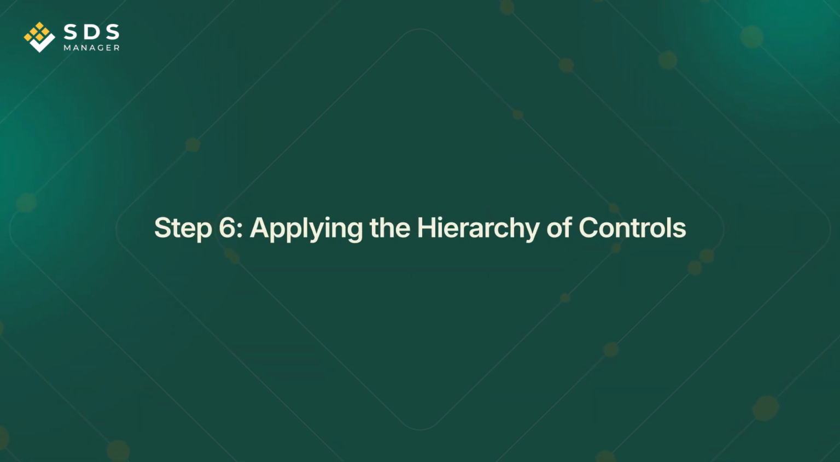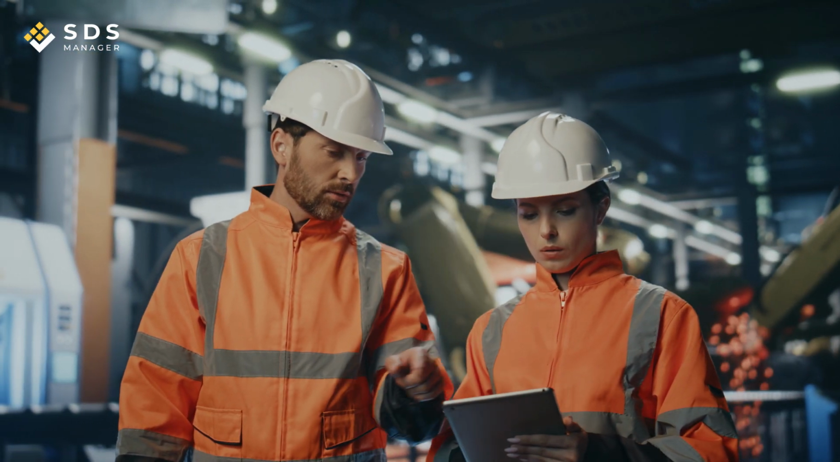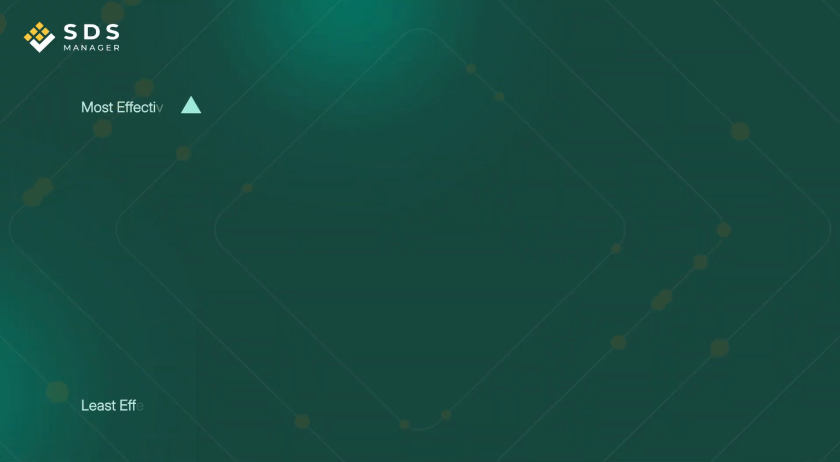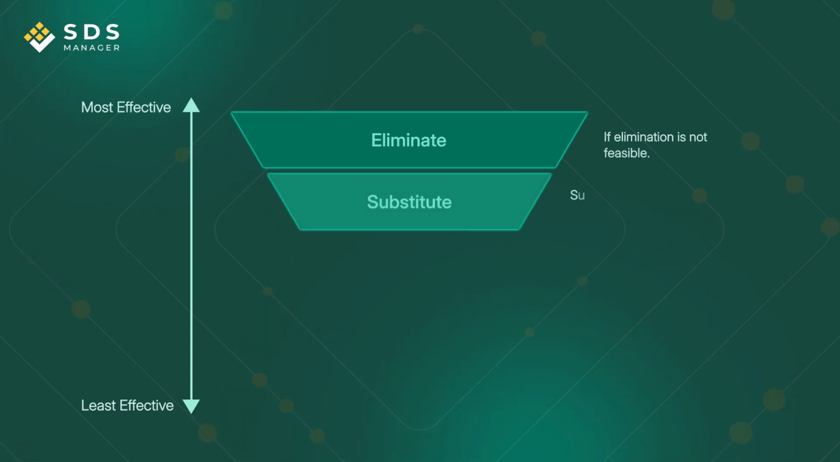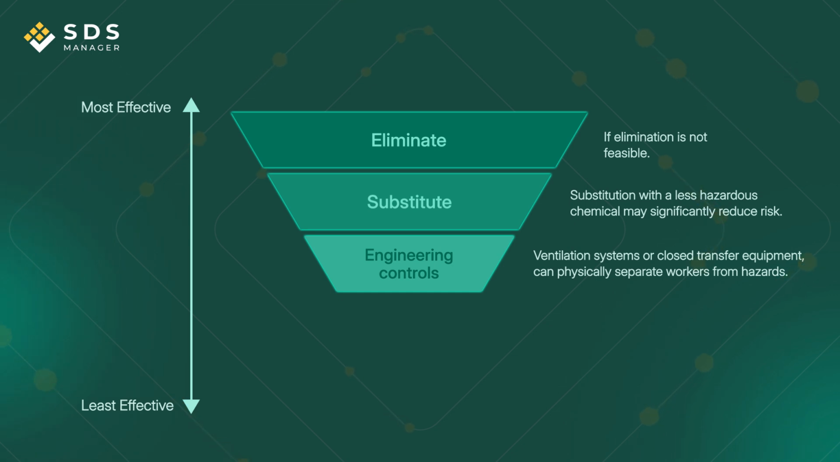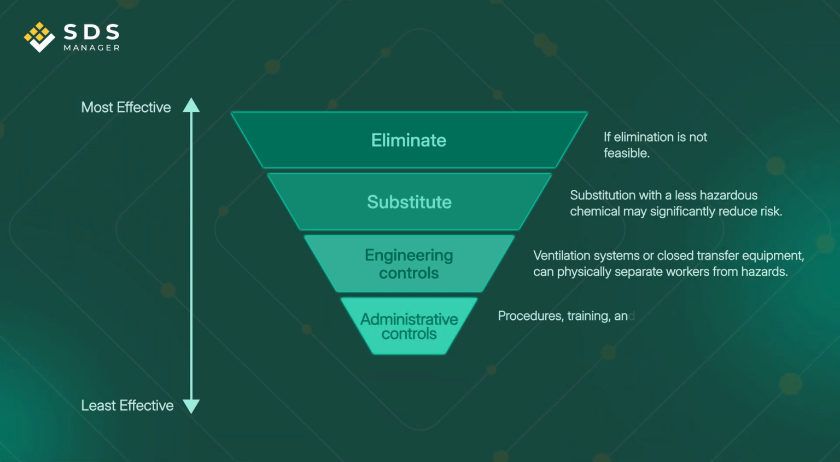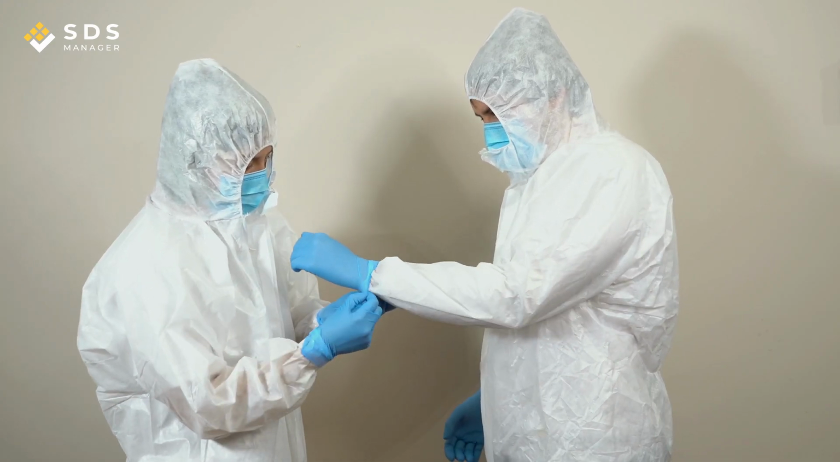Step 6. Applying the hierarchy of controls. After determining the risk level, appropriate controls should be implemented following the hierarchy of controls. The most effective approach is always to eliminate the hazard if possible. If elimination is not feasible, substitution with a less hazardous chemical may significantly reduce risk. Engineering controls, such as ventilation systems or closed transfer equipment, can physically separate workers from hazards. Administrative controls, including procedures, training, and scheduling adjustments, help manage exposure. Finally, personal protective equipment provides a barrier between the worker and the hazard, but it should be considered the last line of defense rather than the primary solution.